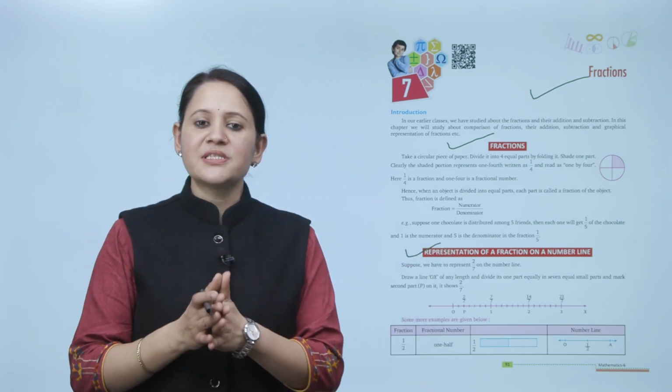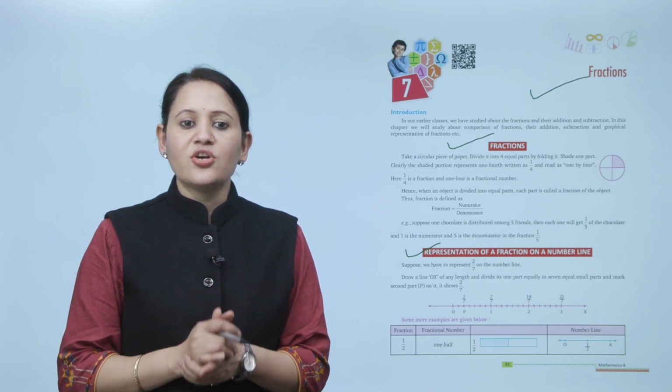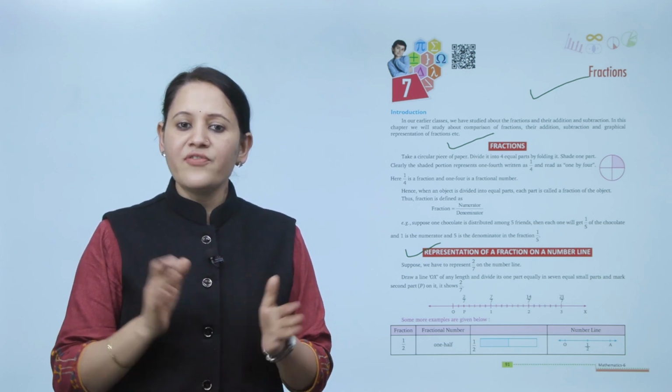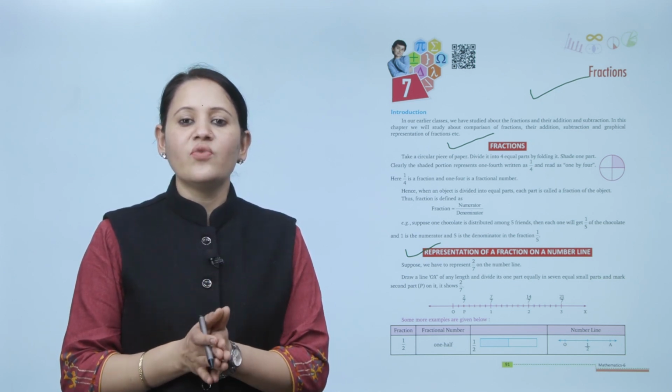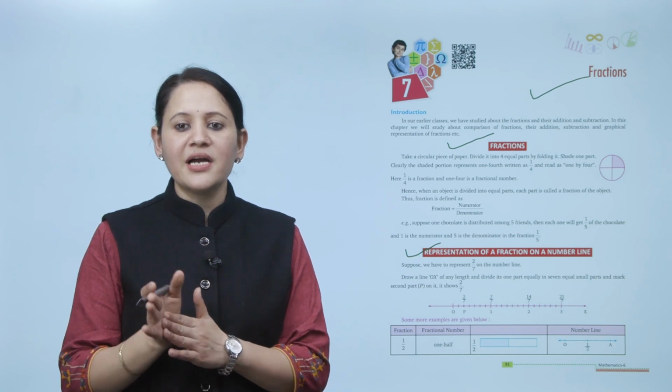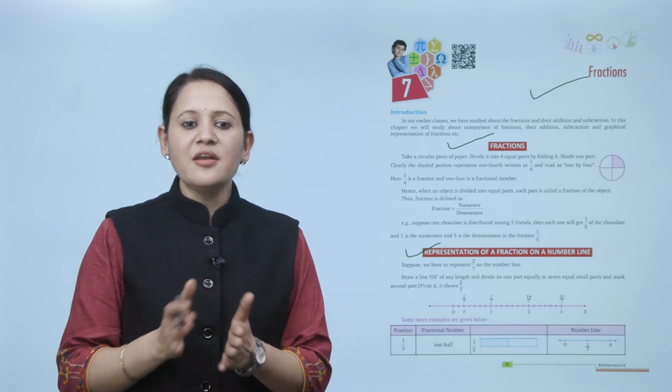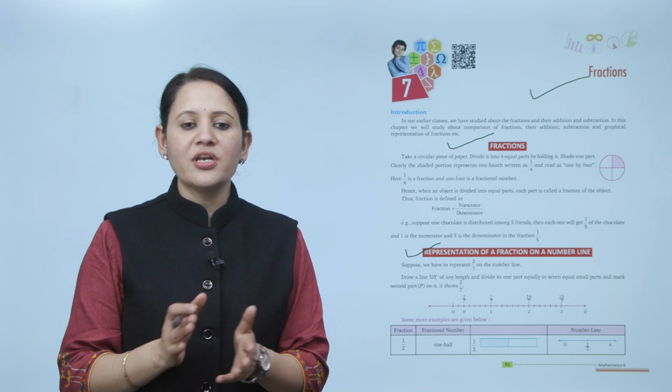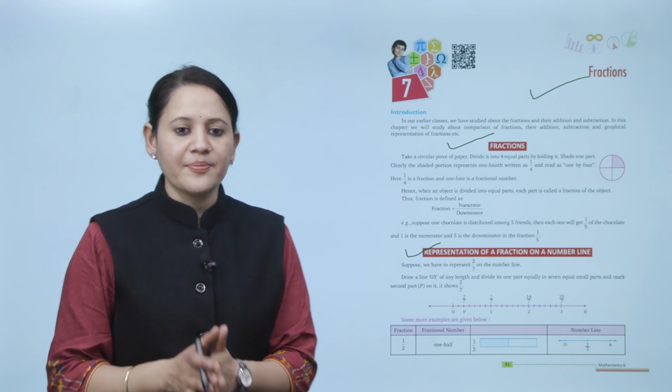Suppose we have to represent 2 by 7 on number line. Draw a line OX of any length and divide it into 7 equal parts, and mark the second part P on it. It shows 2 by 7.